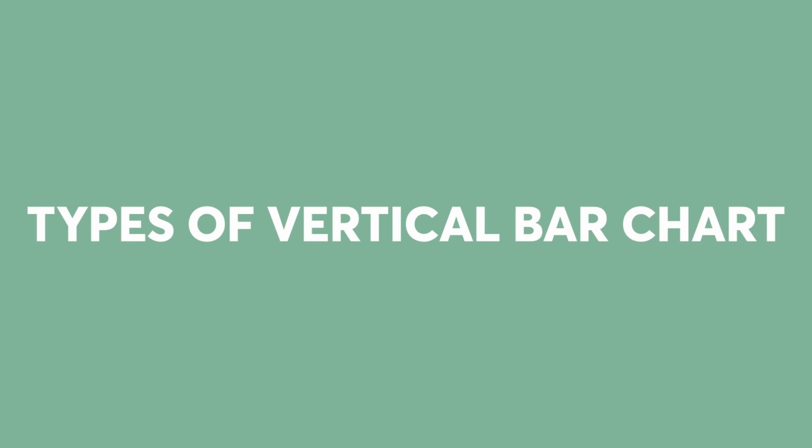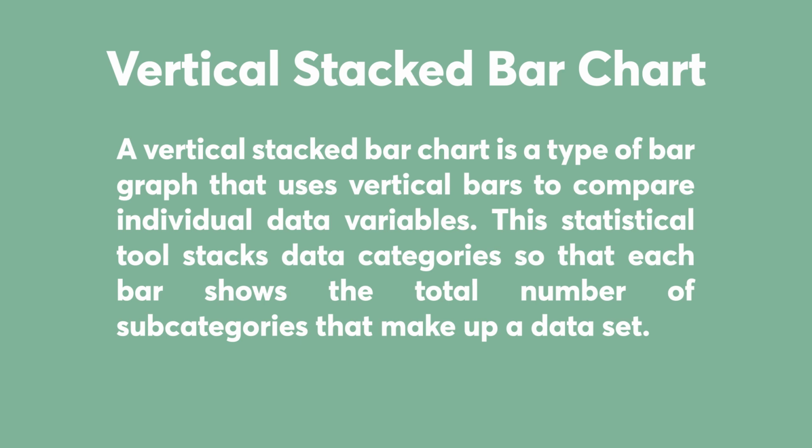Types of vertical bar chart. A vertical stack bar chart is a type of bar graph that uses vertical bars to compare individual data variables. This statistical tool stacks data categories so that each bar shows the total number of subcategories that make up a dataset.